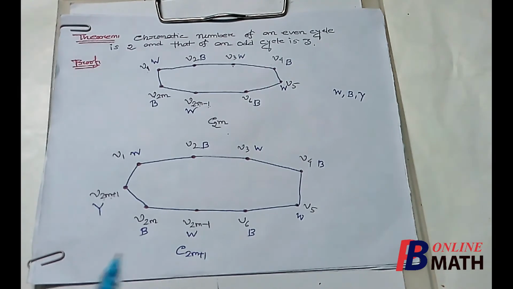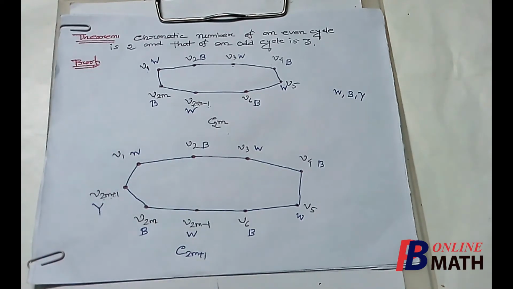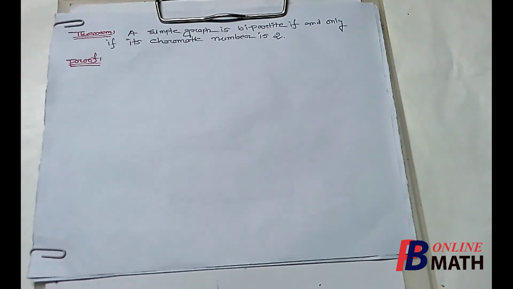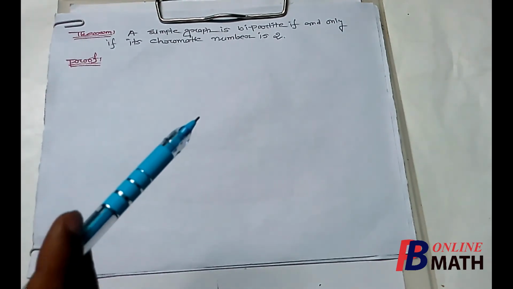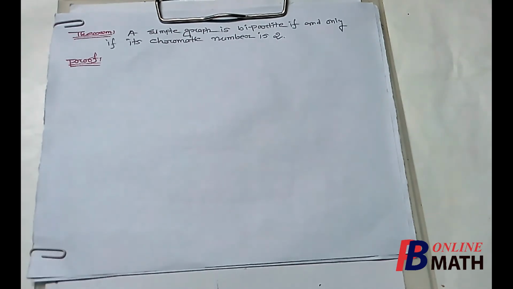So that completes the theorem that the chromatic number of an even cycle is 2 and the chromatic number of an odd cycle is 3. We consider one more theorem here. A simple graph is bipartite if and only if its chromatic number is 2. So you have to prove this theorem. So let us start the theorem.